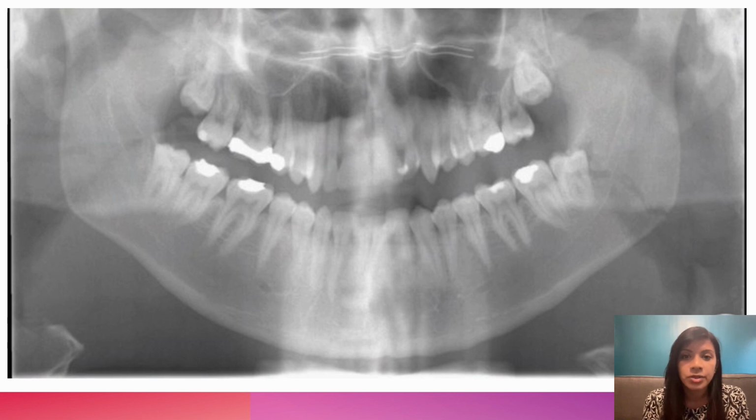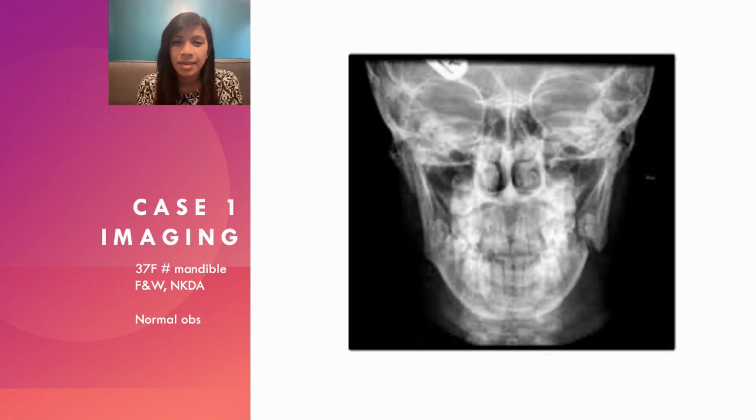So here's an OPG and you can see that there's a left angle fracture and it looks relatively minimally displaced on there, doesn't it? It doesn't look like it's moved very far. But then if you look at the PA mandible, you can see actually it has displaced quite far. And it's the perfect example of why we get these two views.